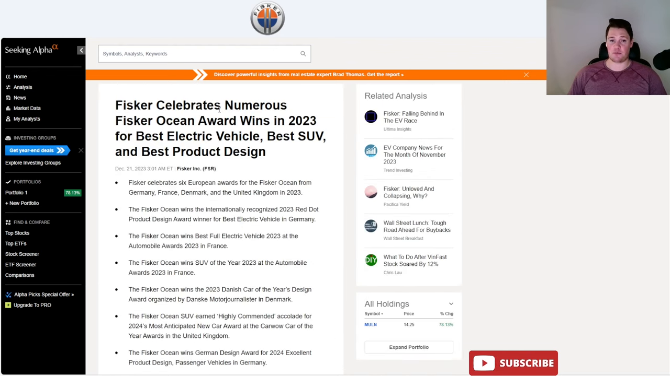So Fisker celebrates numerous Fisker Ocean Award wins in 2023 for best electric vehicle, best SUV, and best product design. So once again, it's good, but is it a reason to go out and buy a Fisker? No. So I'd really categorize that as just fluff.